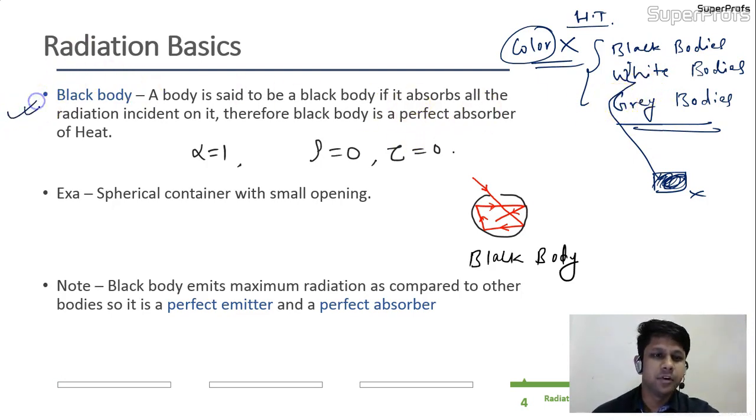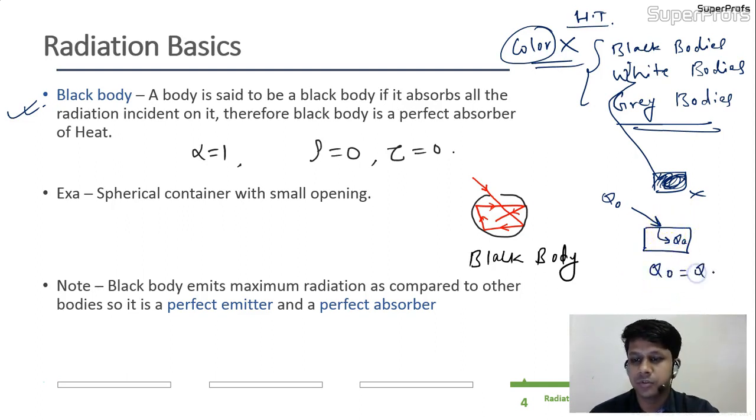So let's see this black body. I will call a body a black body if it absorbs, let us say Q naught is entering, and if it absorbs all of the heat. So it is neither reflecting nor transmitting. So if Q naught is equal to QA, then these kinds of bodies are known as black bodies.